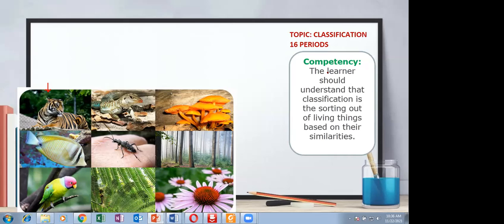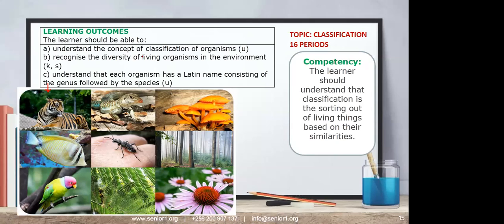So the competence is that you should understand that classification is the sorting out of living things based on similarities. When you understand classification, you can recognize the diversity of living organisms and appreciate them. You don't just say, this insect, kill it. No, you don't just kill an insect, okay? Because it contributes to our environment, and even to life.